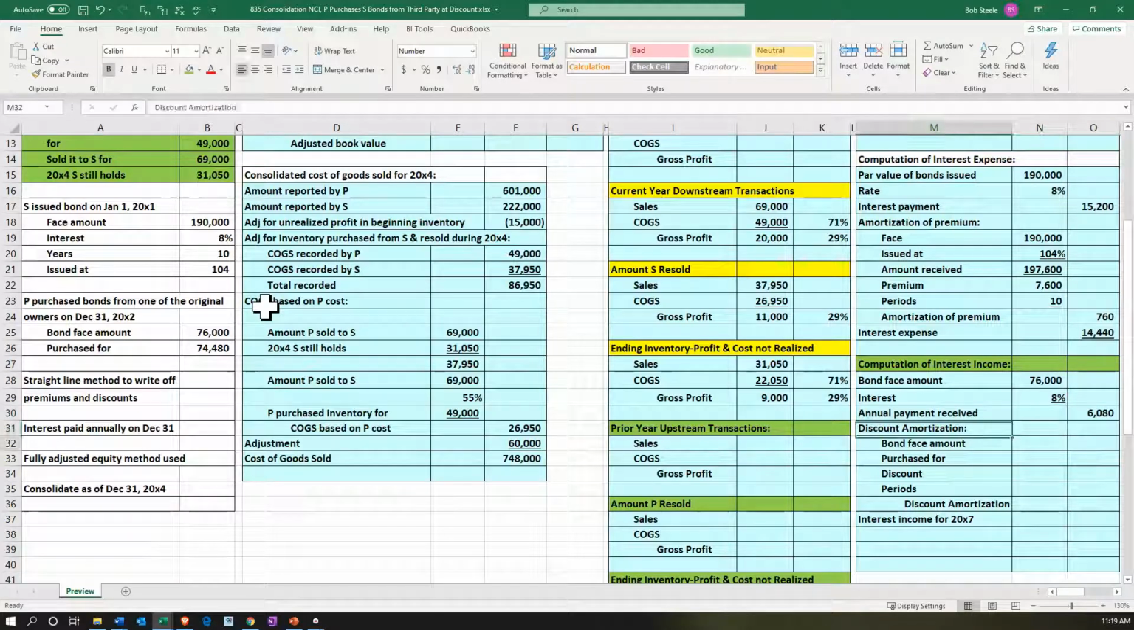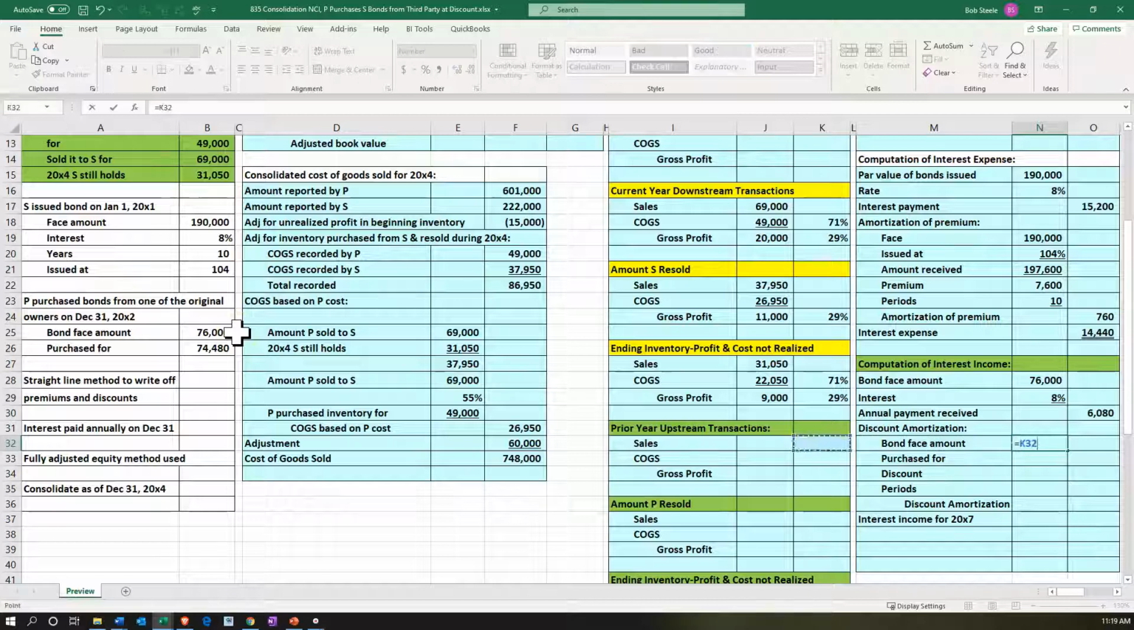And then we're going to calculate, they basically have a discount that they would be recording on their books based on this, because they purchased it in essence at a discount. So the face amount was the 76 that they had, and then they purchased it for the 74,480. So they got a discount of the 76 minus the 74,480 of the 1,520. And then we got to think about, well, how are we going to amortize the discount?